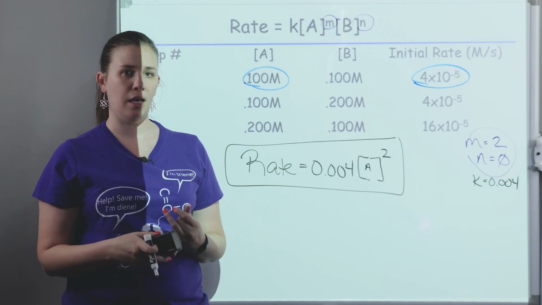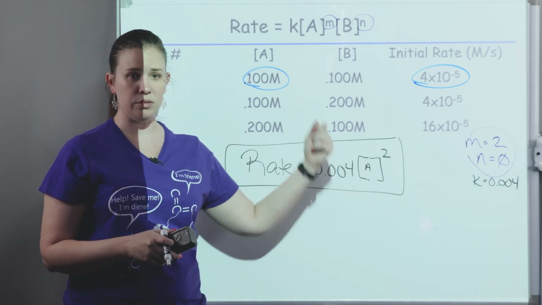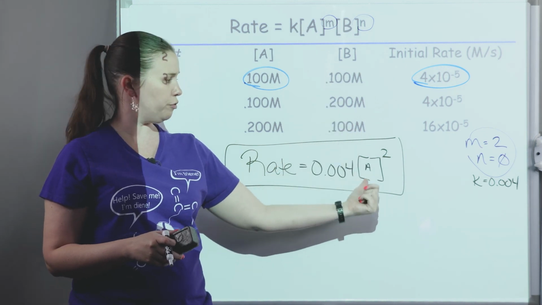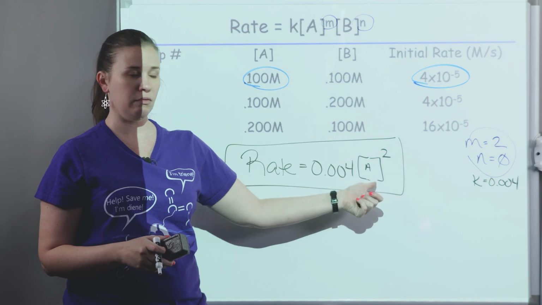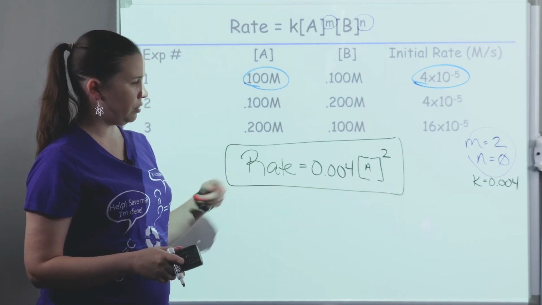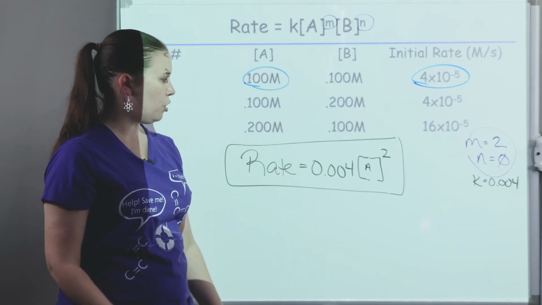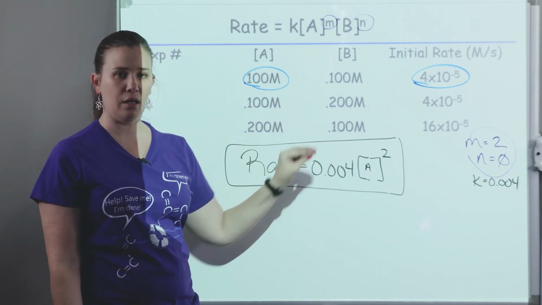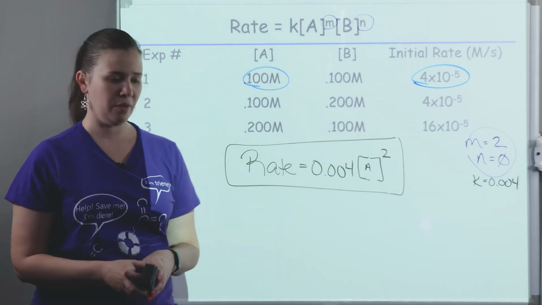Plug in K, M, and N. Plug in the chemicals, not concentrations, but the actual formulas. In this case, we're just using a pretend A. Plug that formula into the brackets. Make sure they're square brackets, and don't forget to write rate equals. Now we have written an expression that shows how the rate is dependent on the concentrations of the reactants. We wrote our rate law.